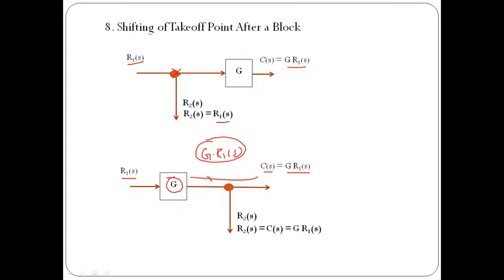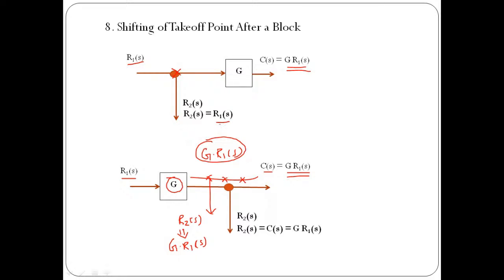It may be possible that you tap the value of signal from this point, or from this point, or from this point. Now suppose we tap the value of the signal from this point, the value of feedback signal is R2 of S. Now in this case, this R2 of S is going to be exactly equal to G times R1 of S. Now see, if you compare the output before applying the rule and after applying the rule, they are nothing but the same. We are getting the output as G times R1 of S. Here again we are getting the output as G times R1 of S.